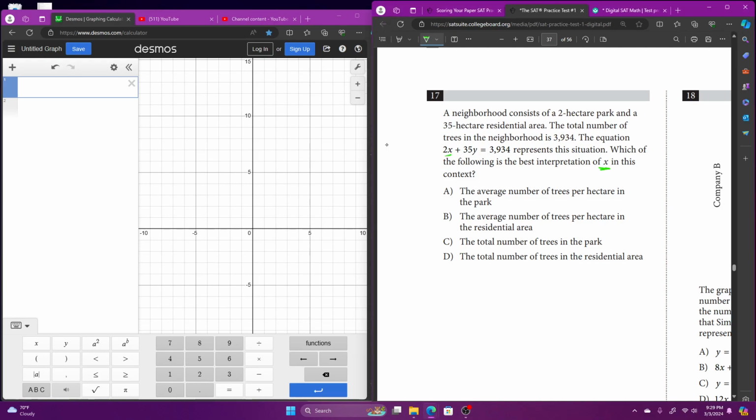So x is with the 2, which is something with the park and not the residential area. So we can eliminate those two. And let's see what makes more sense. The average number of trees per hectare in the park. 2 acres times the average number of trees per hectare. That makes sense. Or the total number of trees in the park. 2 times the total number of trees in the park. No, that's not it. It's got to be the average.